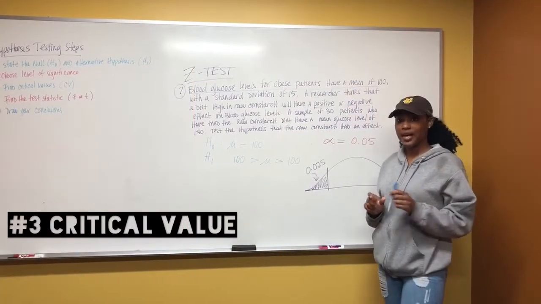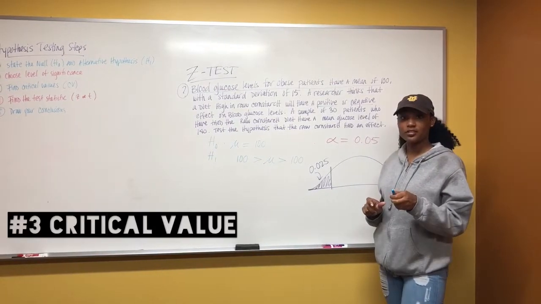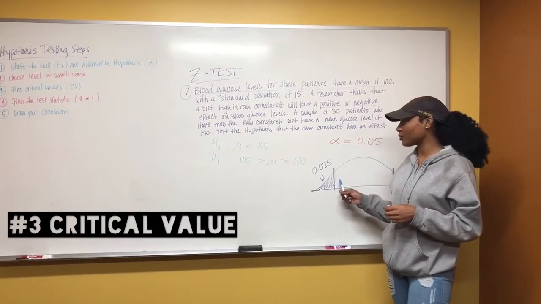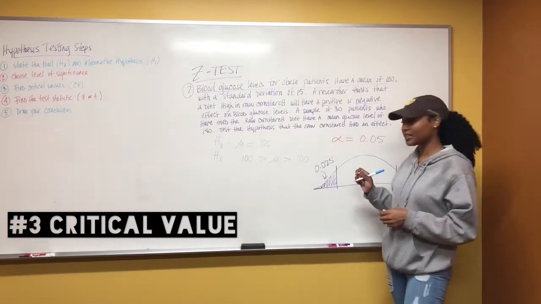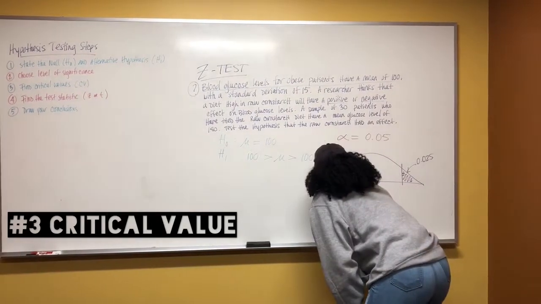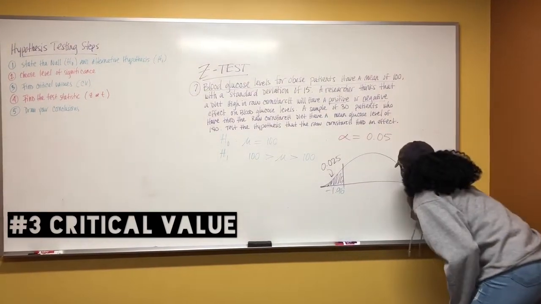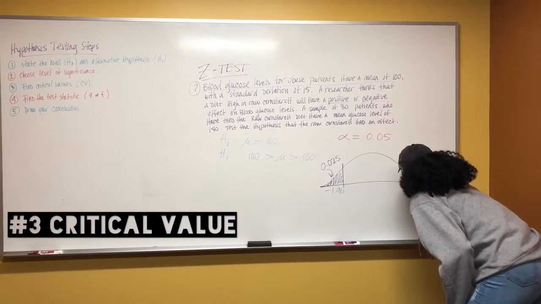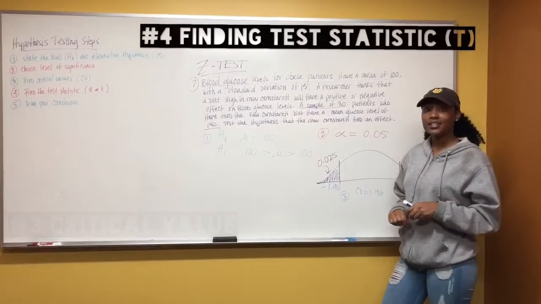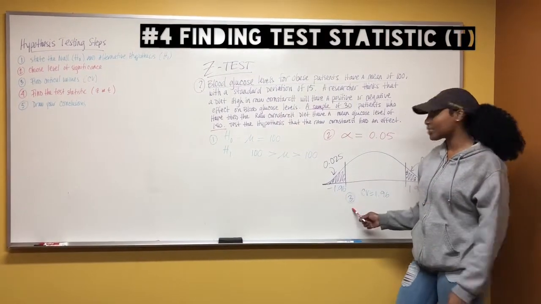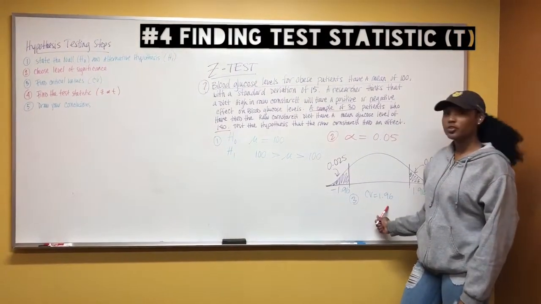Okay, we're back, and as we saw on the chart earlier, the critical value associated with this is 1.96. On my left side, I'll make it a negative 1.96. And then on the right side, it's 1.96. So we just got done finding our critical values. That was number 3. The critical value is 1.96.